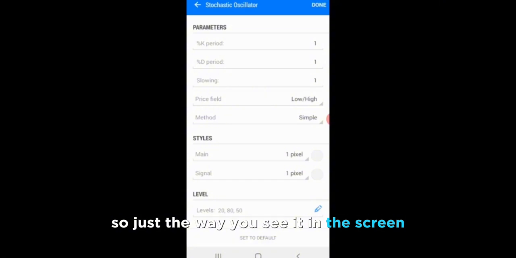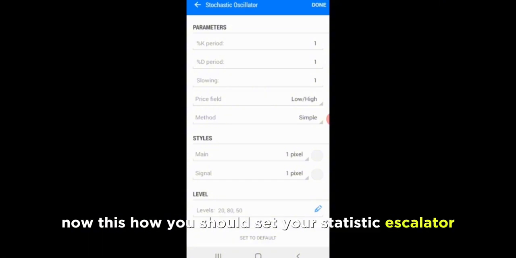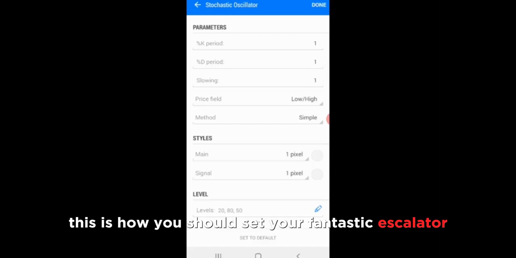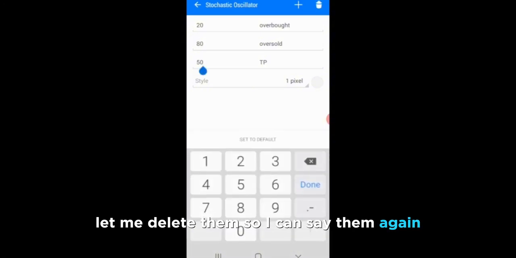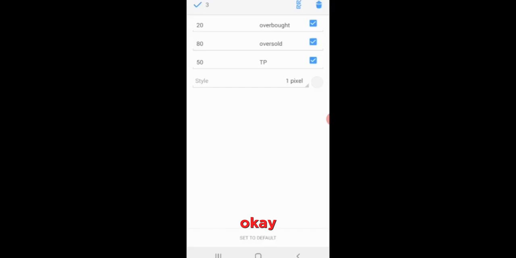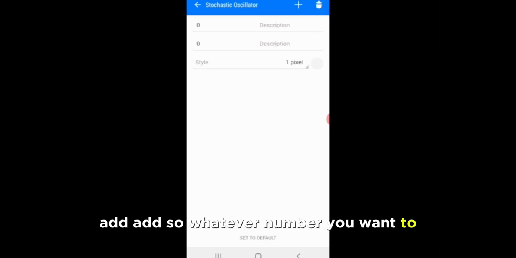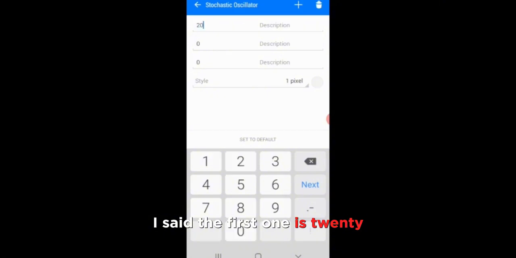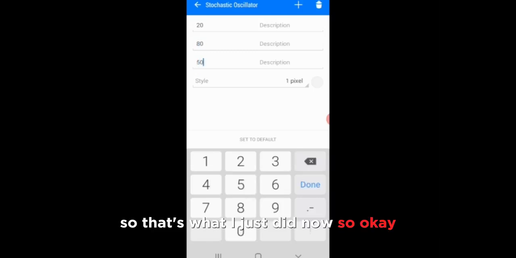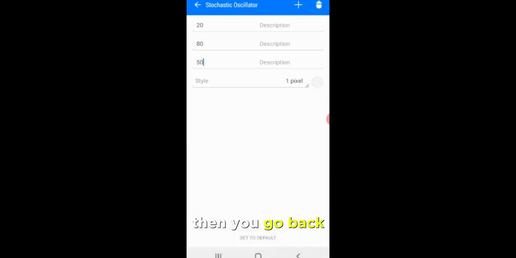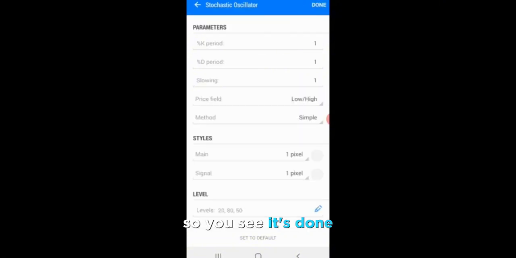So just the way you see it on the screen now, this is how you should set your stochastic oscillator. I know many people don't know how to set the levels, but this is how you set them. Let me delete them so I can set them again. Okay, I've deleted them. To set a level, you just click this add button. Whatever number you want to set, the first one is 20, the second one is 80, and the third one is 50. That's what I just did. Then you go back. So you see, it's done.